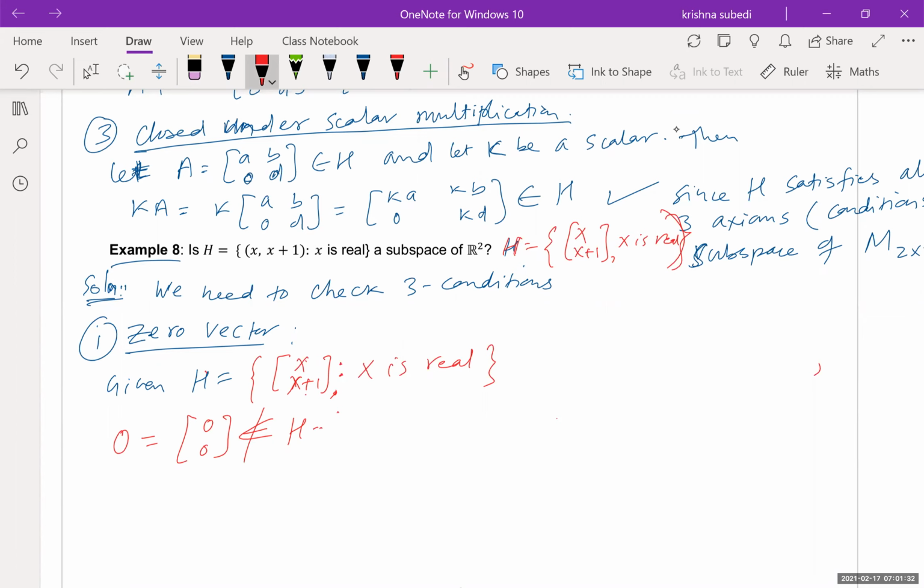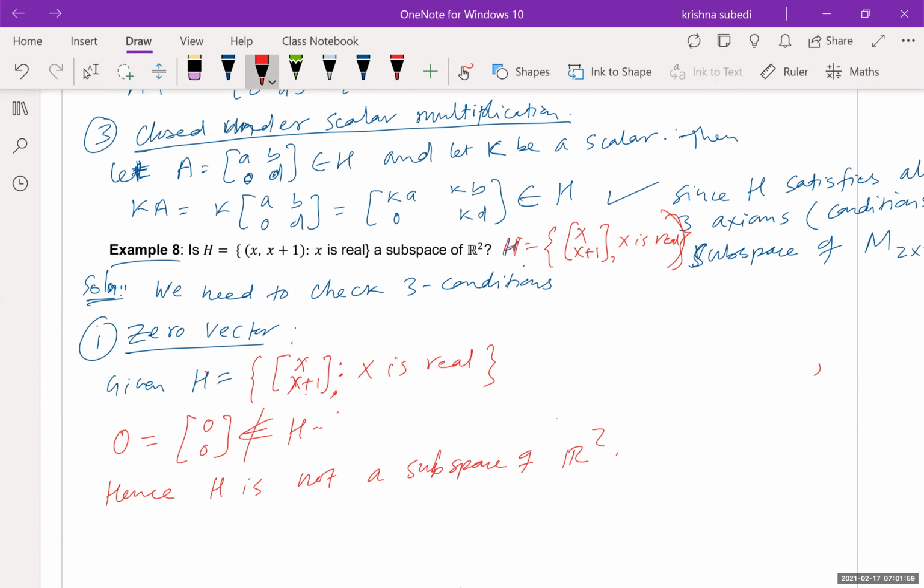Therefore, you don't have to test the other two. It failed condition 1. Hence, H is not a subspace of R2. All right.